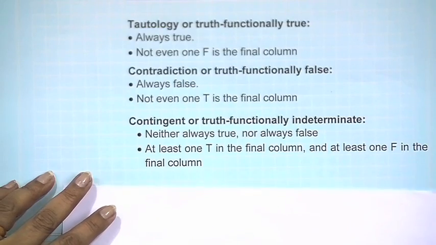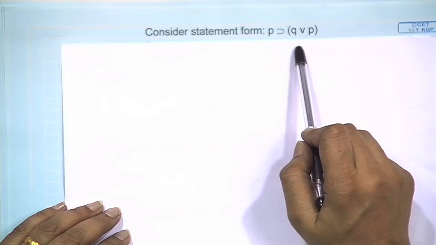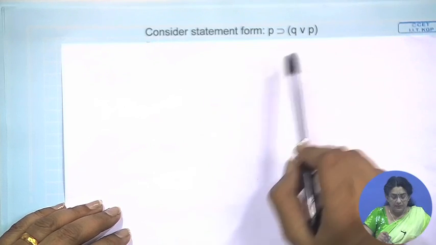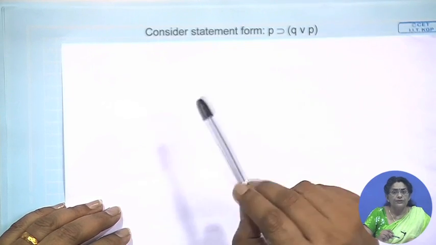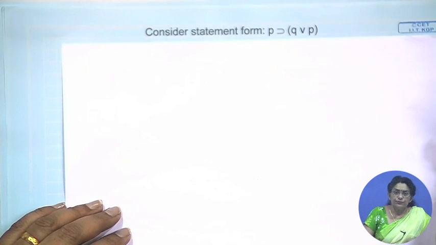So, that is our answer. There can be many more kinds of combinations possible, but at least one T and at least one F in the final column. That is what is going to happen in the case of contingent propositions. Now comes the point where we are going to try this out, and we are going to start with a statement form of this kind: P horseshoe Q wedge P. And we are going to do the truth table as we have learned to do truth tables on this.